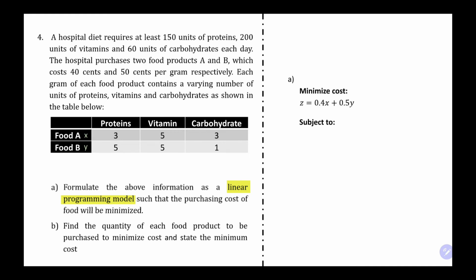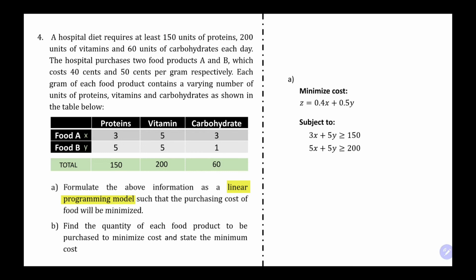From the table, we need to find the total for proteins, vitamin, and carbohydrate. So we put one row with total. From the question, it is given that protein is 150 units, vitamin 200, and carbohydrate is 60 units. So our system of linear inequalities, first, we have 3x plus 5y greater than or equal to 150. Greater than or equal since at least 150 units of proteins. So, at least refers to greater than or equal.